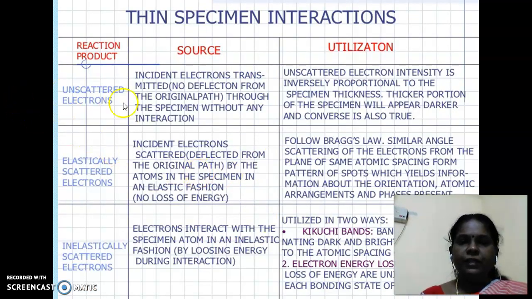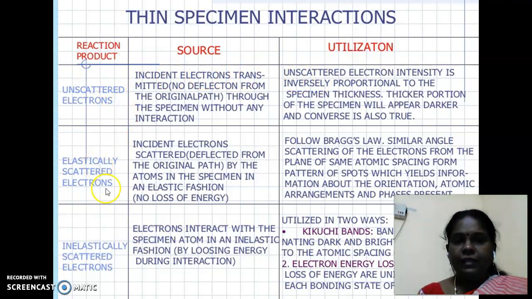So as we have seen, the incident electrons, without any interaction with the specimen, come out, get transmitted. It gives us the information about the thickness of the sample. The higher the thickness, only a small number of electrons can be transmitted. Therefore, it appears dark in the image. Thinner areas can be seen as bright, because more unscattered electrons will come.